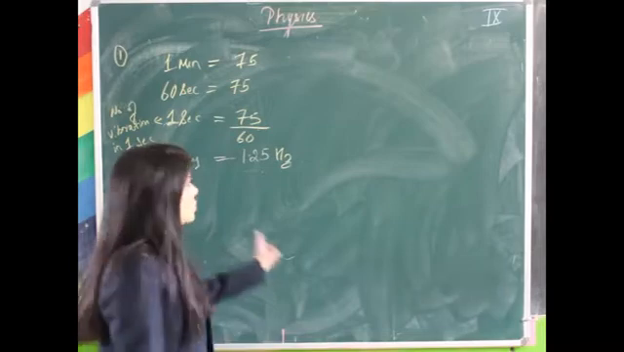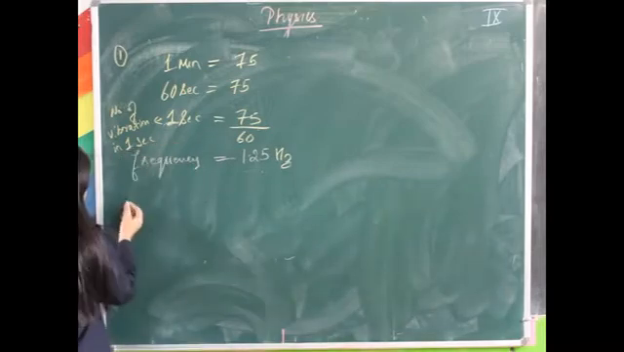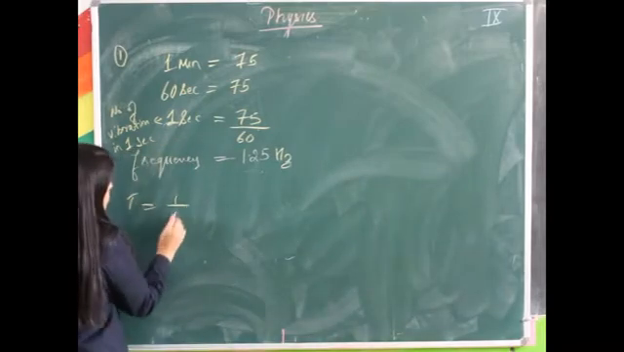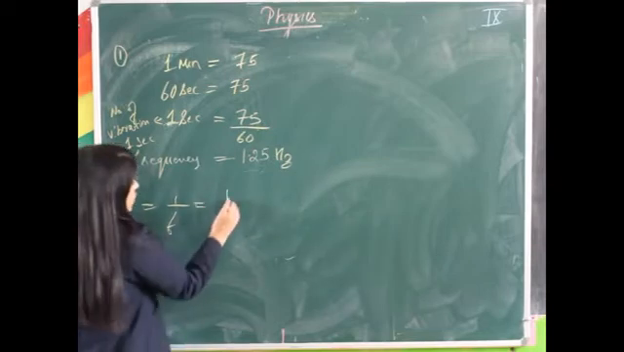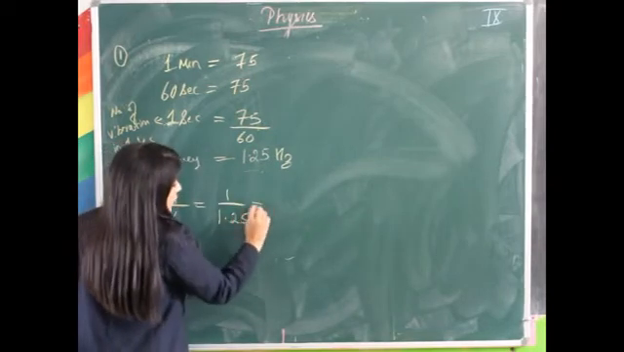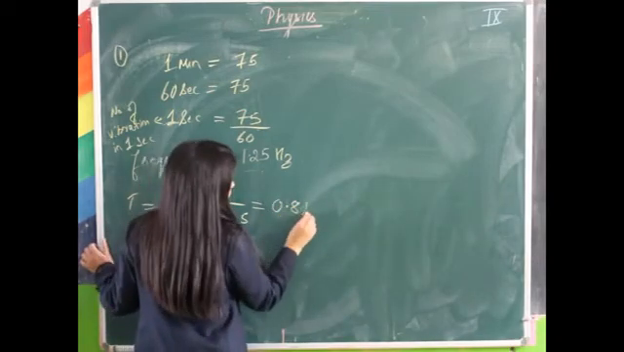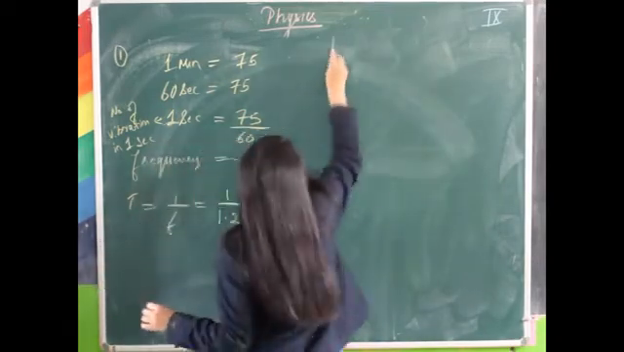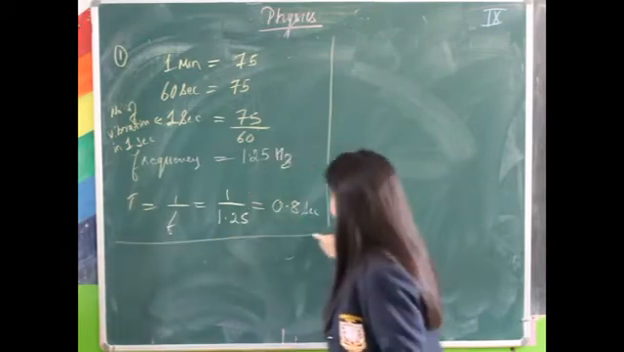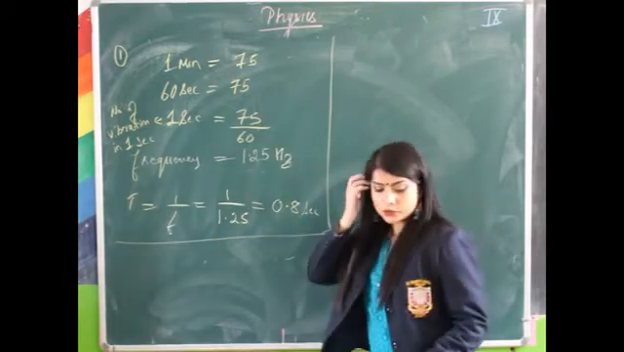Now from this, what you have to find next is the time period. Time period T is equal to 1 by frequency. So it is 1 by 1.25, which is equal to 0.8. This is for the first part. This was the first question.